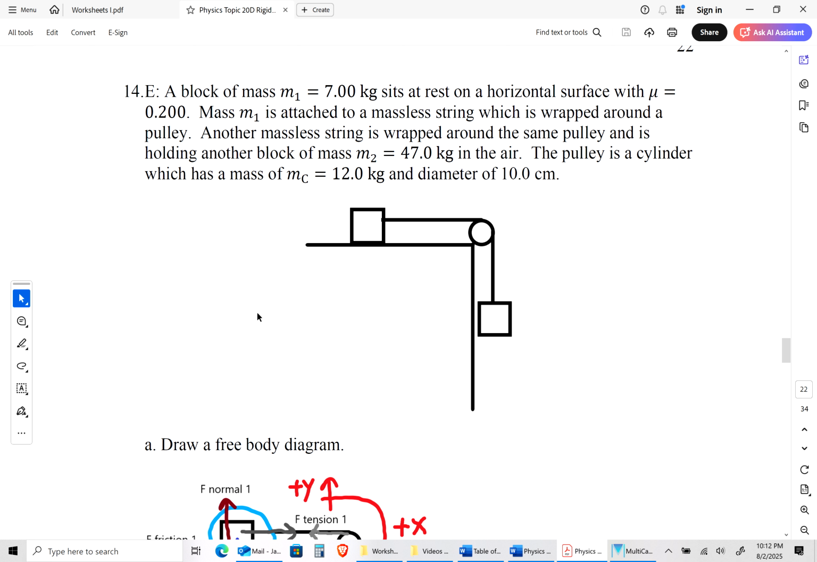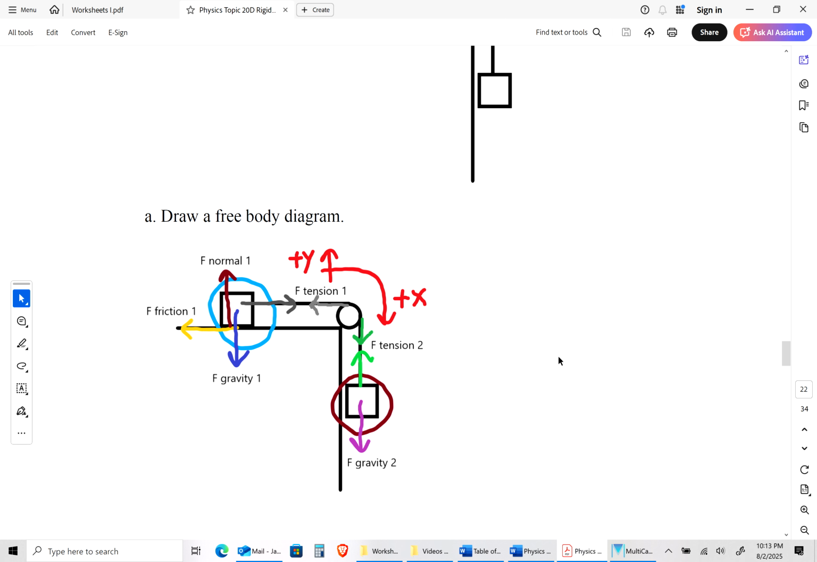Question 14. A block of mass m1 equals 7 kilograms sits at rest on a horizontal surface with mu equals 0.2. Mass m1 is attached to a massless string which is wrapped around a pulley. Another massless string is wrapped around the same pulley and is holding another block of mass m2 equals 47 kilograms in the air. The pulley is a cylinder which has a mass of m cylinder equals 12 kilograms and diameter of 10 centimeters. Part A, draw a free body diagram.